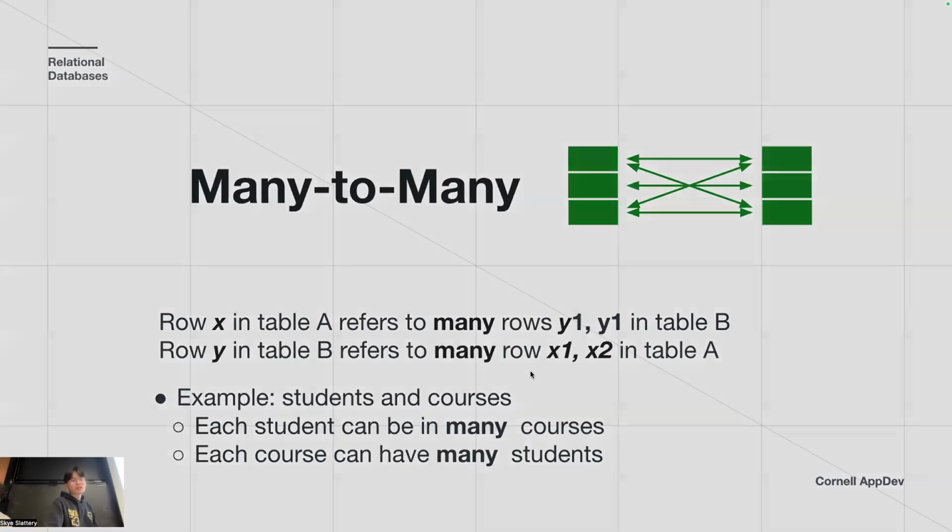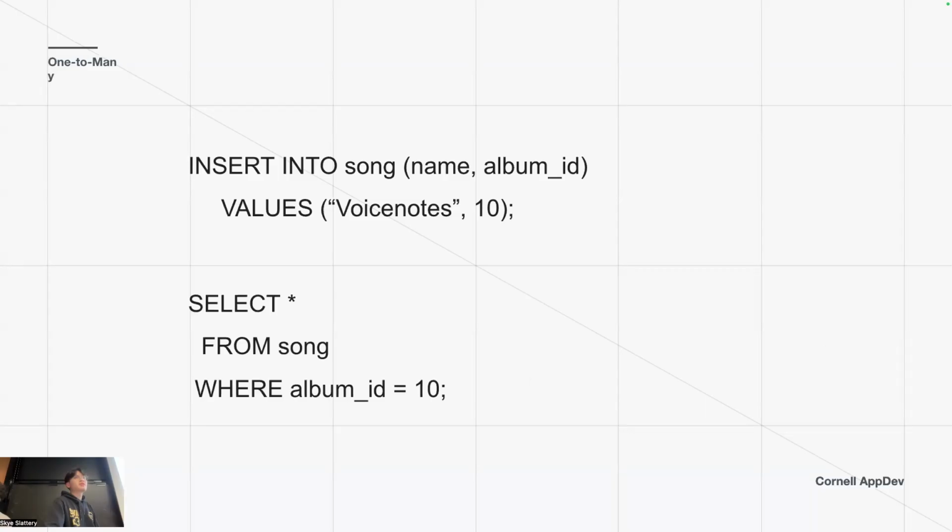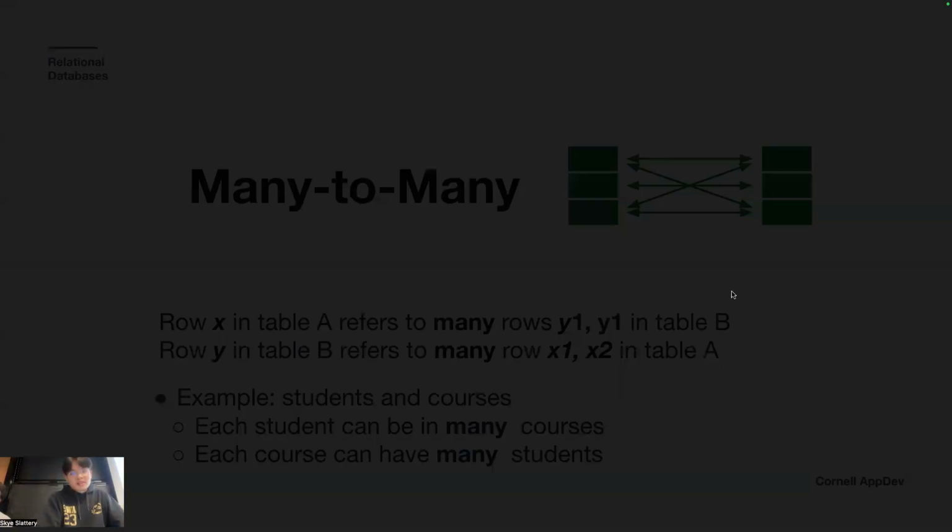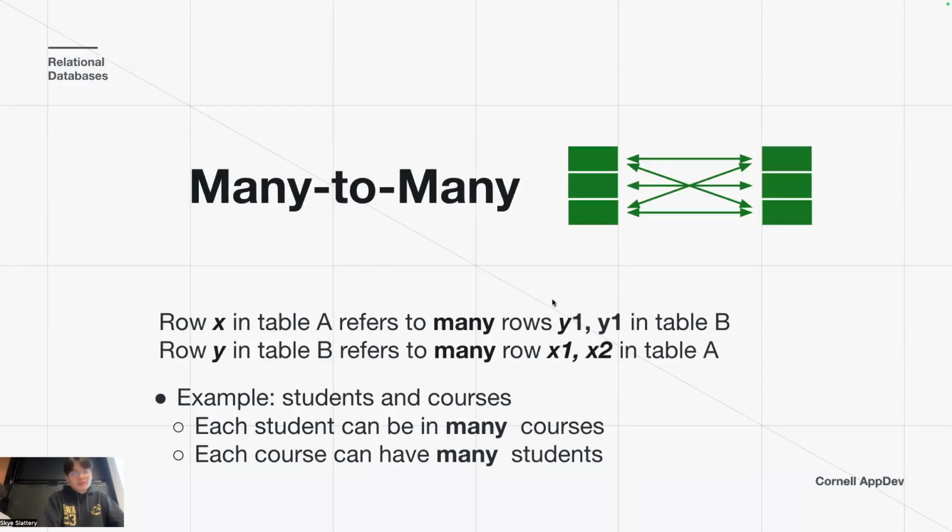Any questions for one-to-many? Does it make sense? Yep. All right. So let's go to many-to-many. This one is a bit more complicated. In this case, you can have many rows connected to many other rows. An example is students and courses. A student can be in as many courses as they want, and a course can have a lot of students as well. So in this case, this is a many-to-many relationship.